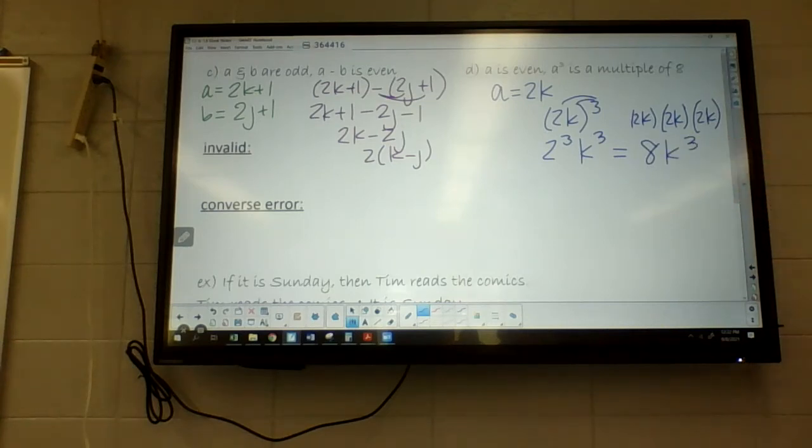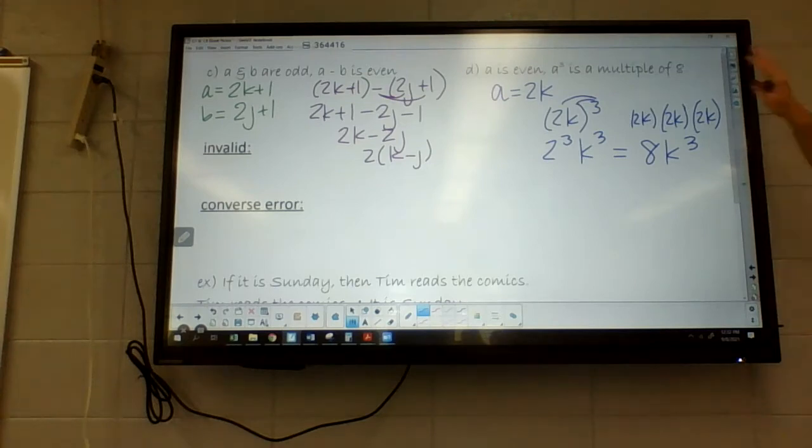Questions get harder, it's okay. You're like, I'm never yelling anything out again. So we end up with 8k to the third power. How do I know that's a multiple of 8? It has 8 in it. Any value for k that I could come up with, it's times 8. So the idea of multiples of 8 is basically that 8 goes into that number. There's an 8 right there for us.